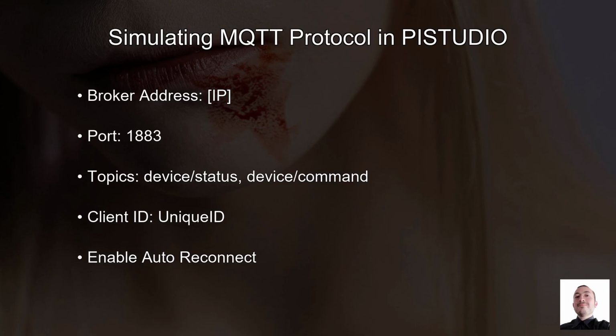Now, let's dive into simulating the MQTT protocol within PISTUDIO. First, you'll need to configure your MQTT broker settings. Set the broker address to your MQTT server's IP and the port to 1883, which is the default for MQTT. Next, define your topics, for instance, device/status for status updates and device/command for sending commands. Ensure your client ID is unique to avoid conflicts.